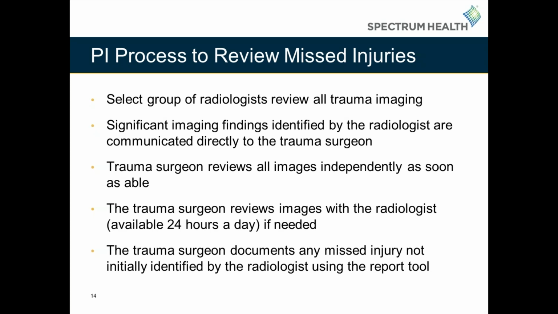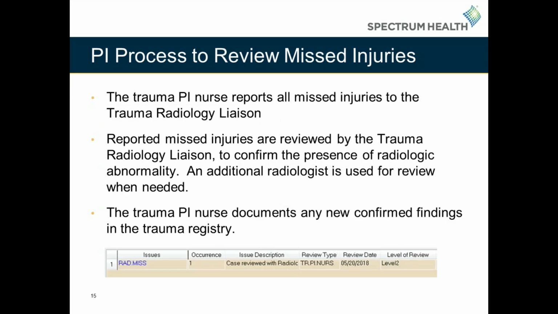And then the trauma surgeon documents any missed injuries on that reporting tool that I showed you. So that tool is made available and accessible where the physicians and residents typically sit in their area in the ICU where they would document, or in the physicians' sleep room where they may also sit and document as well. And then the trauma PI nurses will go and check. It's actually in a folder in the area where they sit. So the trauma PI nurses will regularly check that folder to determine if there are any missed injuries reported, and then bring that back to the trauma radiology liaison.